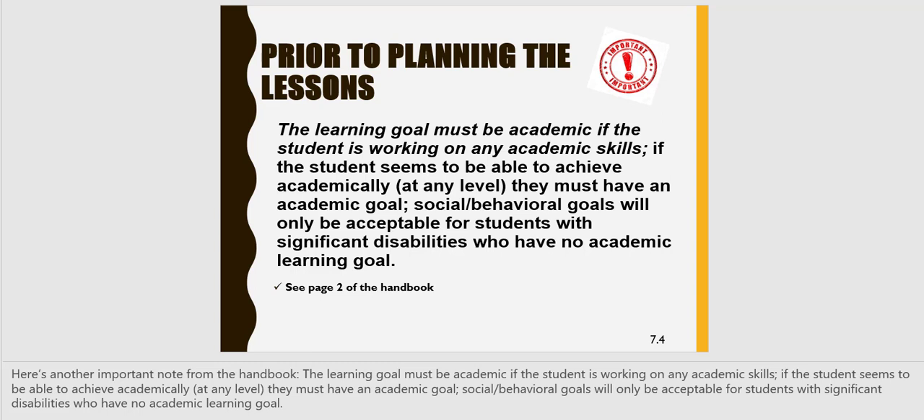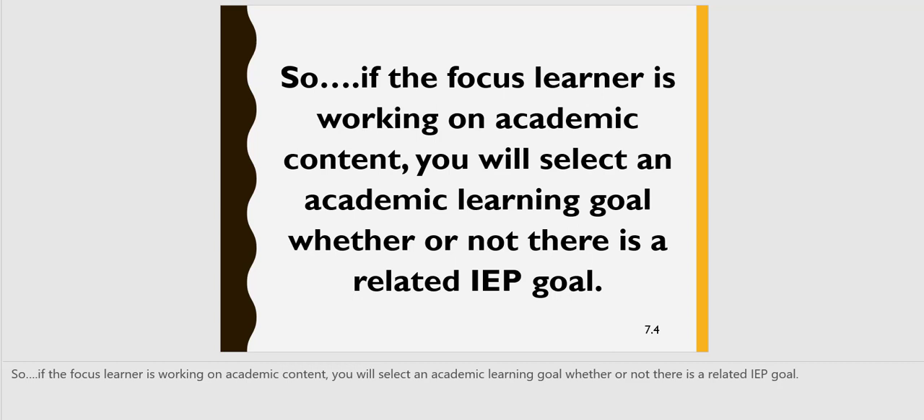Social and behavioral goals will only be acceptable for students with significant disabilities who have no academic learning goals. So if the focus learner is working on academic content, even if it's extended alternate curriculum content, you will select an academic learning goal whether or not there is a related IEP goal.